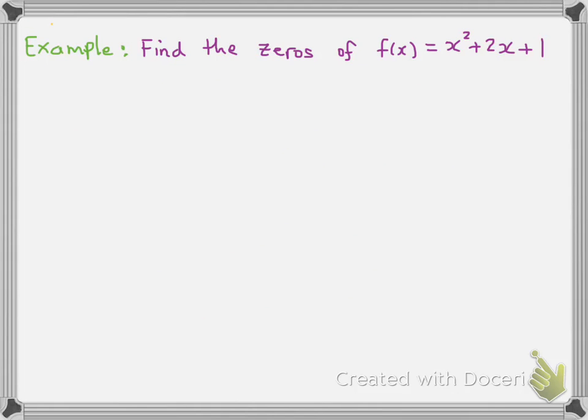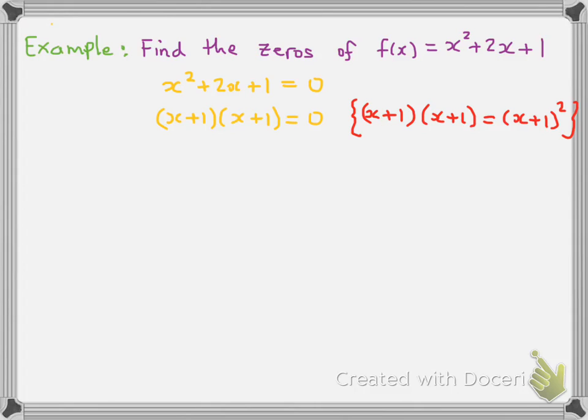Look at another example. Find the zeros of f of x equals x squared plus 2x plus 1. That means we want to solve the related equation x squared plus 2x plus 1 equals 0. Again, we can factor this. We get x plus 1 times x plus 1 equals 0, which means really x plus 1 times x plus 1 is x plus 1 all squared. And if you solve this equation further, you will obtain that x equals negative 1 twice.